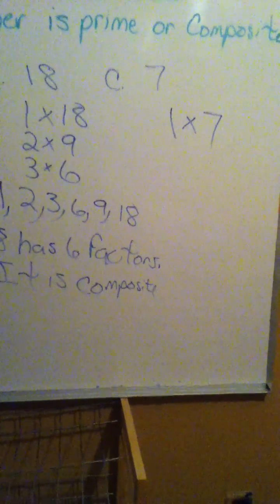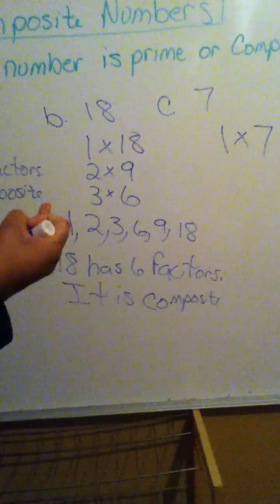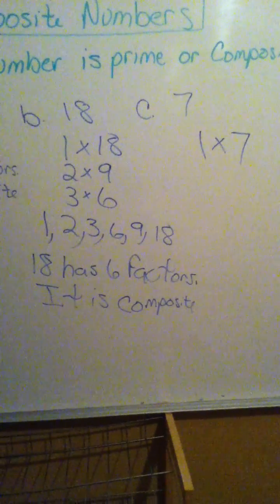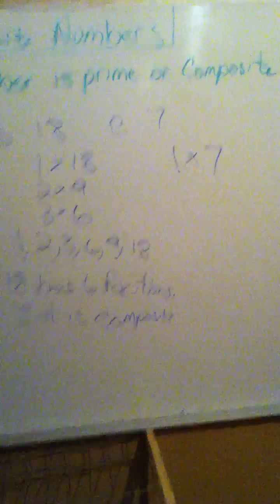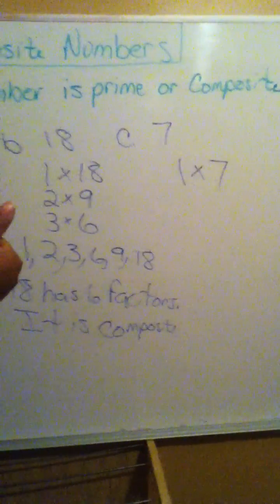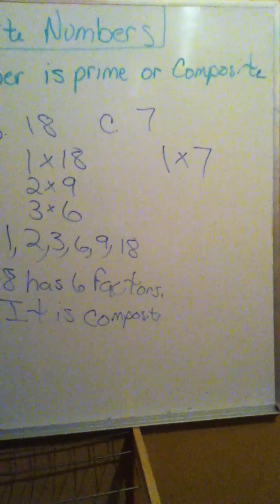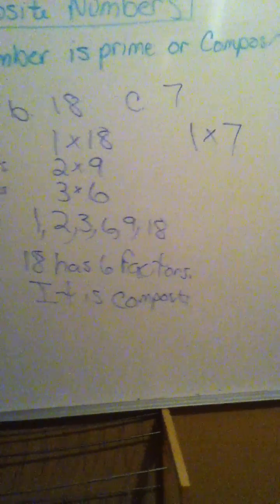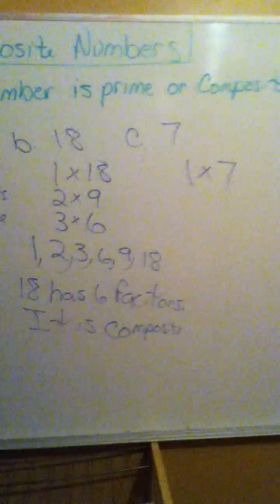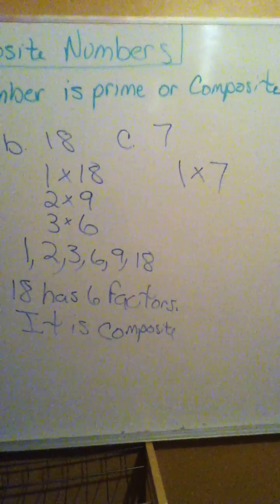I checked 1, 2, 3. Now I'm going to check 4. 4, 8. Skipped over 7. 4 is not a factor. Now I'm going to check 5. 5, 10. 5 is not a factor. Now I'm going to check 6. 6, 12. 6 is not a factor. Now I'm going to check 7.